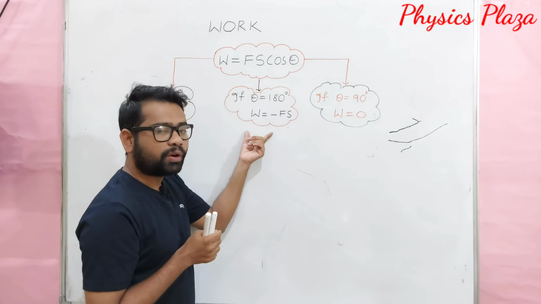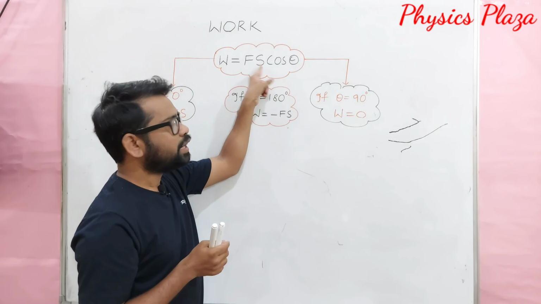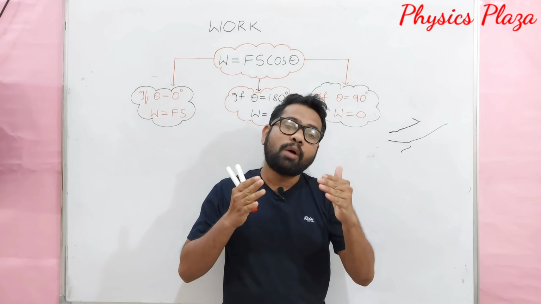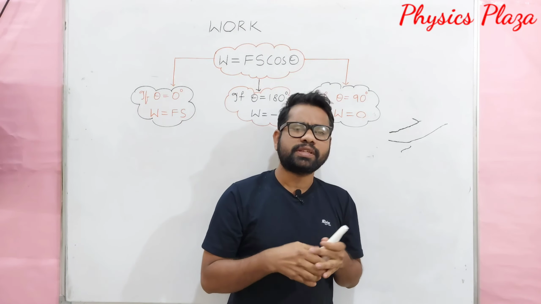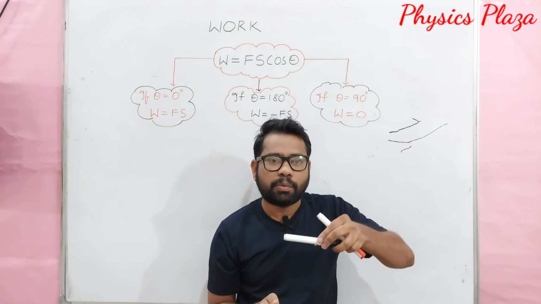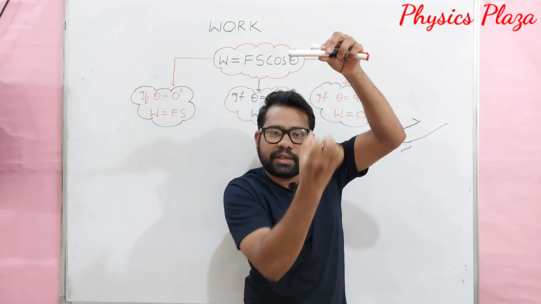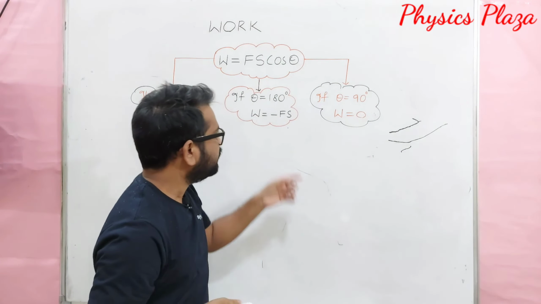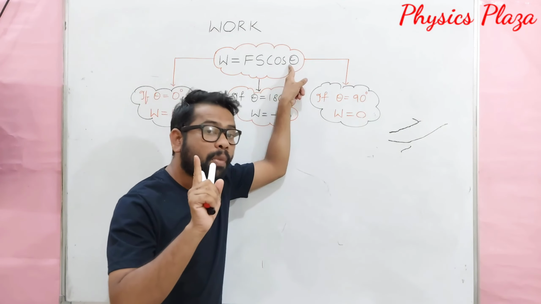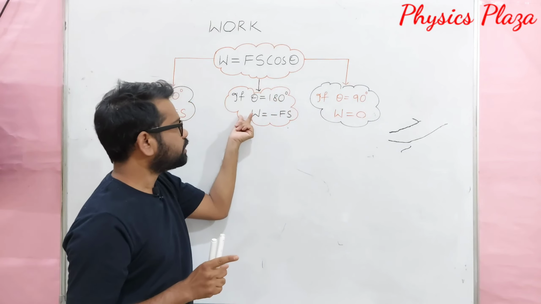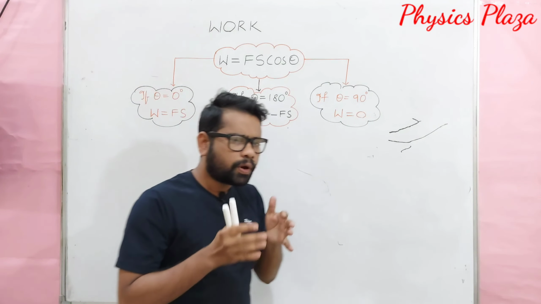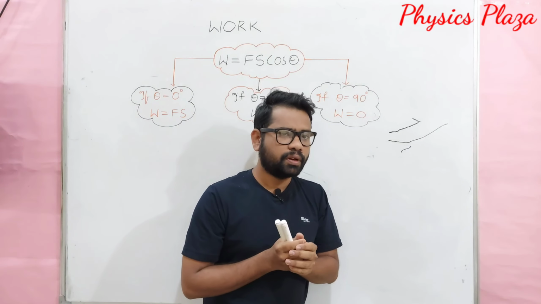In some cases, the body may not be displaced in the direction of the force, rather it may be displaced opposite to the direction of the force. The best example: I can throw this marker vertically upwards like this. The body is going vertically upwards, but gravity is acting in the downward direction. So in that case, theta will be 180 degrees. Cos 180 will be minus 1. So W = minus 1 into Fs, that will be minus Fs. So work done is negative.